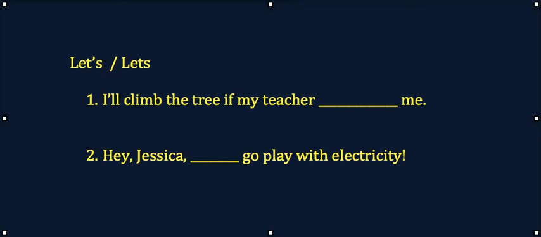And finally, the two let's. I'll climb the tree if my teacher lets me. And hey, Jessica, let's go play with electricity. Your answers are, got 'em. I'll climb the tree if my teacher lets me. Simple verb form of let. And hey, Jessica, let us go play with electricity. You have the contraction going on there. Let's go play with electricity.